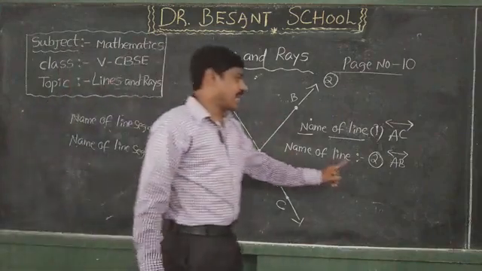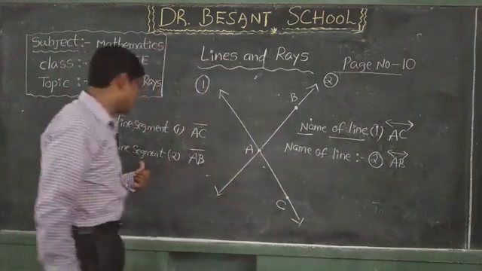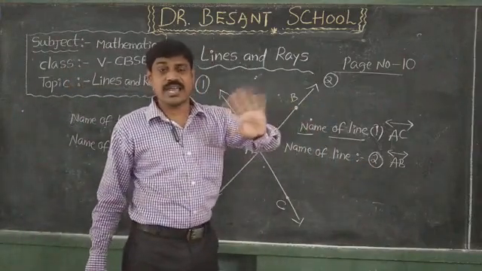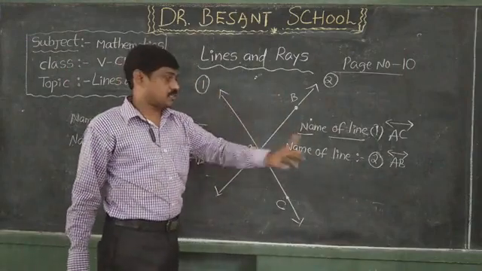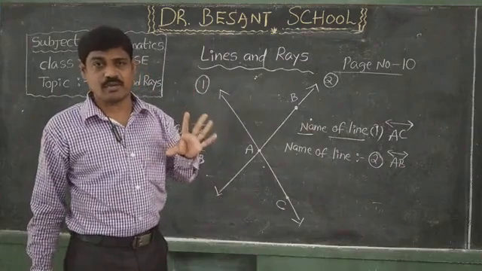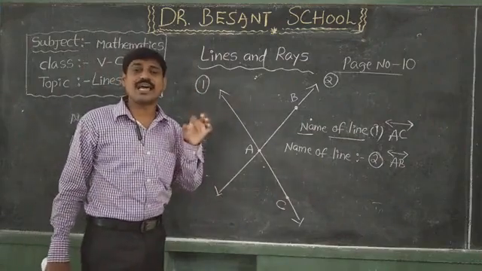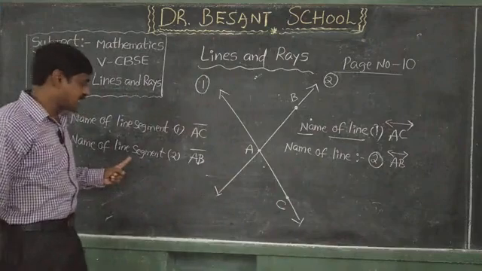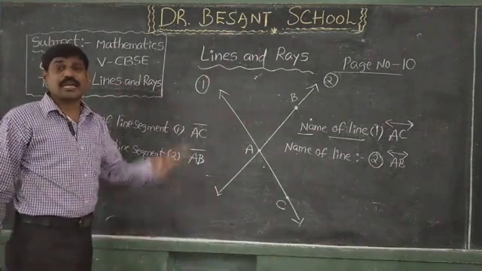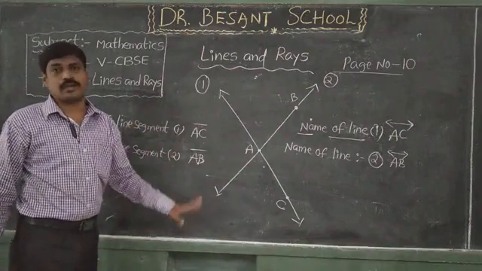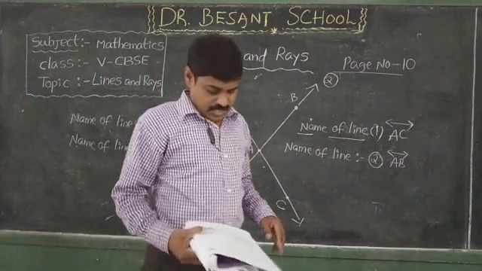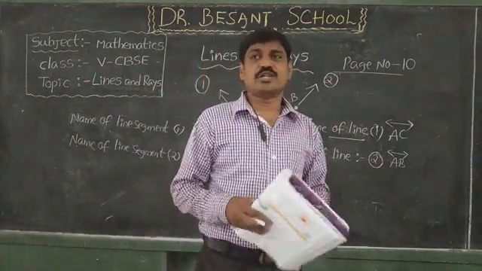Same with line AB and line segment AB. What is the difference? Here A and B are not endpoints. A and B are only points on the line AB. What about line segment AB? Here compulsorily A is one endpoint and B is the other endpoint. So this is page number 10 of the study book.